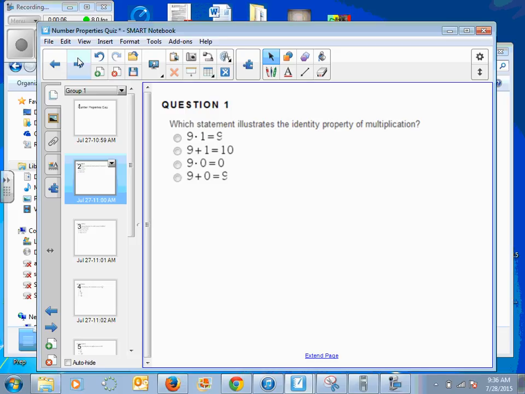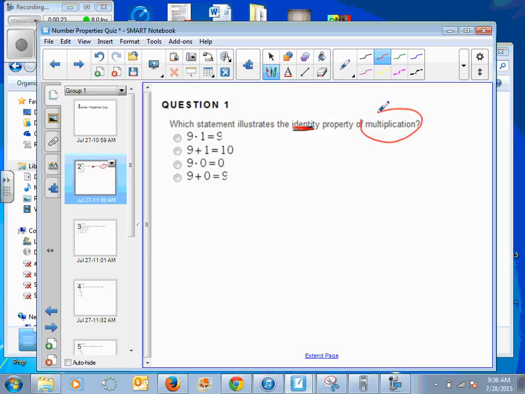Okay, question 1. Which statement illustrates the identity property of multiplication? Identity, we're going to see this a couple times. Identity property means we're going to do something, we're just going to get that thing back. Now, let's see what we're talking about here. We're talking about multiplication.